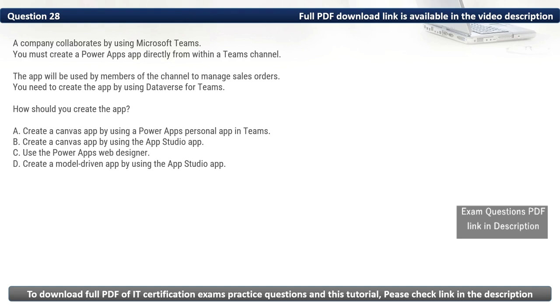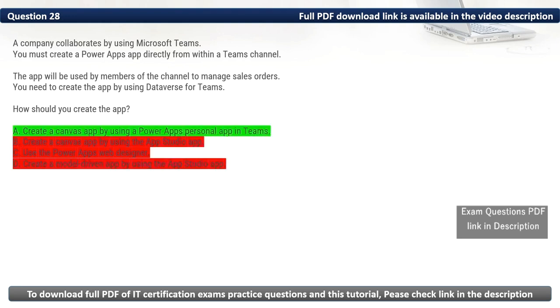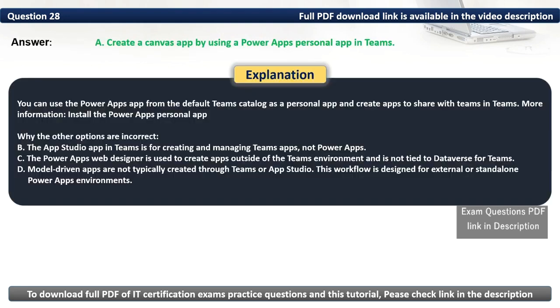Then we have D. Create a model driven app by using the App Studio app. Model driven apps are not typically created through Teams or App Studio. This workflow is designed for external or standalone Power Apps environments. As such, we should create a Canvas app by using a Power Apps personal app in Teams. Thus, the correct option is A.